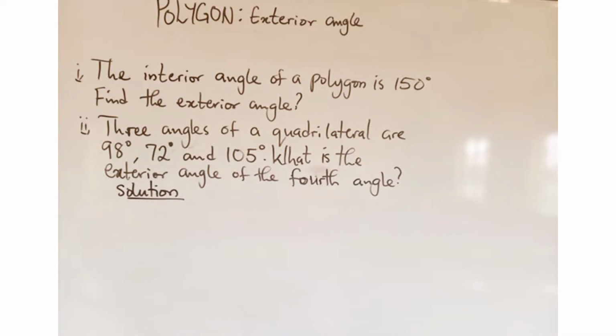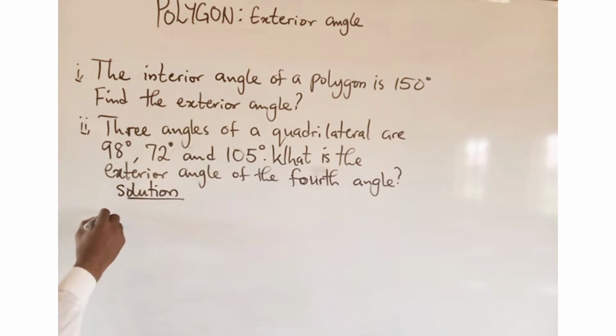This is a question on the exterior angle of a polygon, and we know that polygon is in geometry. So the question says, the interior angle of a polygon is 150 degrees. Find the exterior angle.